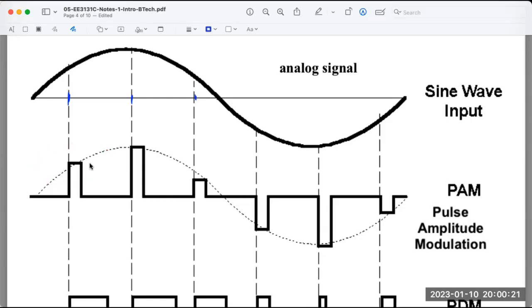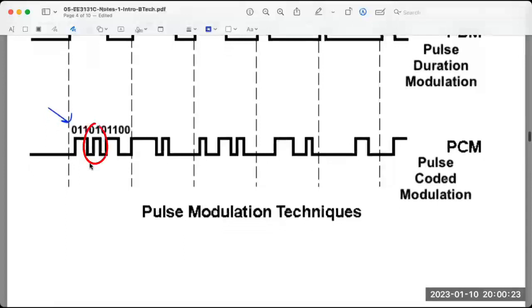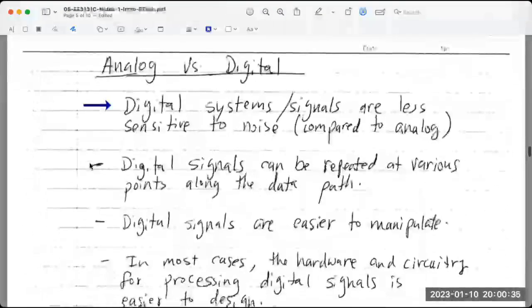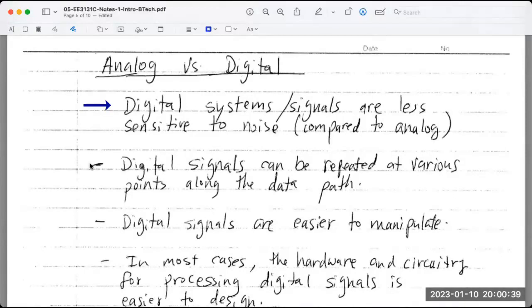But if you go down here, the only decision I have to make is pulse or no pulse. That's much more robust. Of course, you can still make an error. Do you get why? This is to justify why I'm saying digital signals are less sensitive to noise, because for the same noise, the decision I have to make is easier.